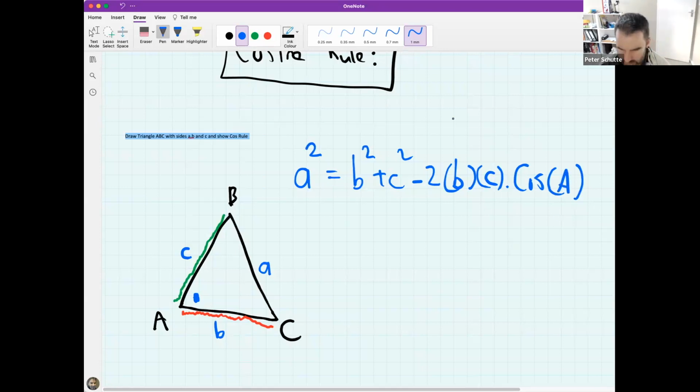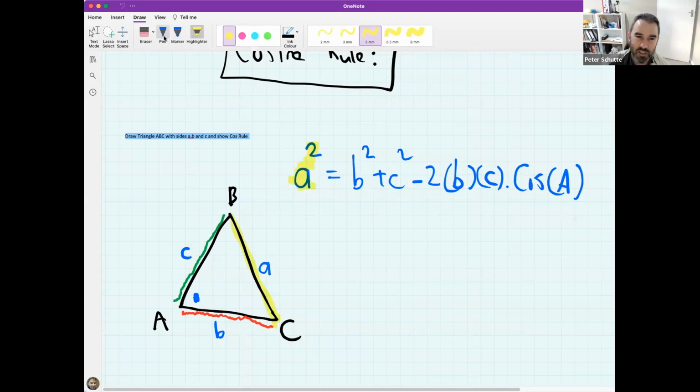Now that looks a bit weird, but I'm going to go over it again just so that you get a feel for it. The cos rule says that this relationship exists: if I want a side, I can write that side by saying a squared is equal to the other side squared plus another side squared, minus 2 times those two original sides we were looking at, times the cos of the angle in between.